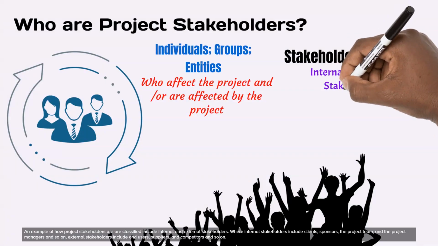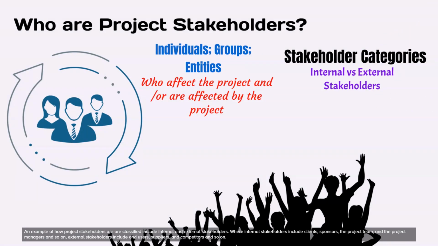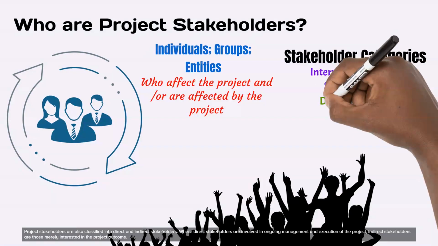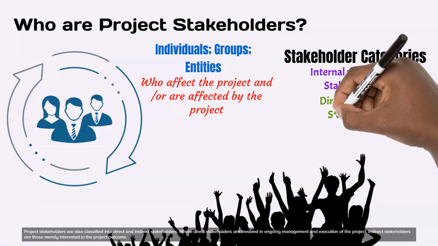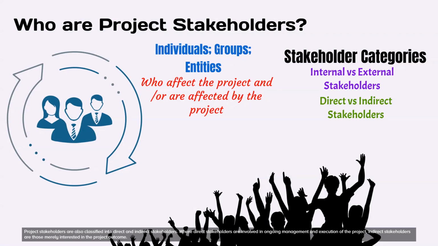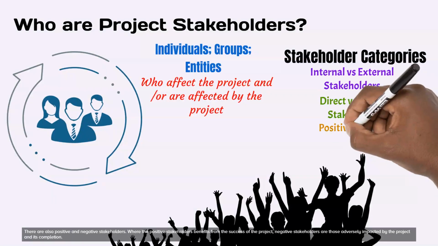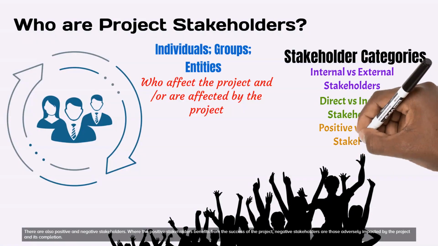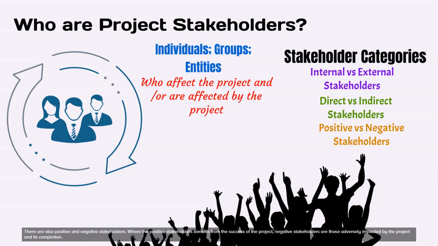Internal stakeholders include clients, sponsors, the project team, and the project managers and so on. External stakeholders include end users, suppliers, and competitors and so on. Project stakeholders are also classified into direct and indirect stakeholders. Direct stakeholders are involved in ongoing management and execution of the project, while indirect stakeholders are those merely interested in the project outcome. There are also positive and negative stakeholders. The positive stakeholders benefit from the success of the project, while negative stakeholders are those adversely impacted by the project and its completion.